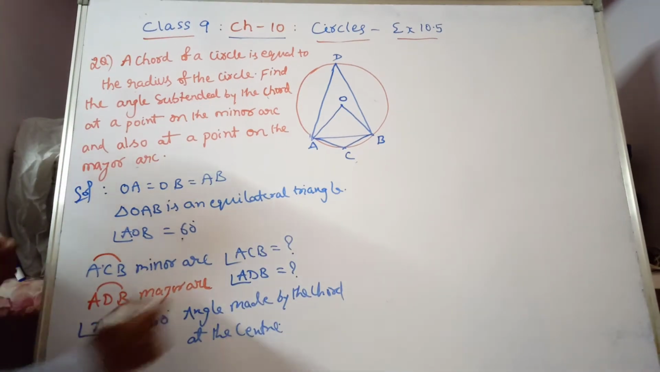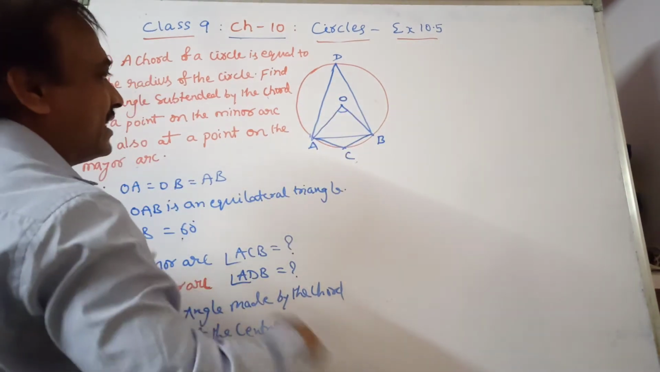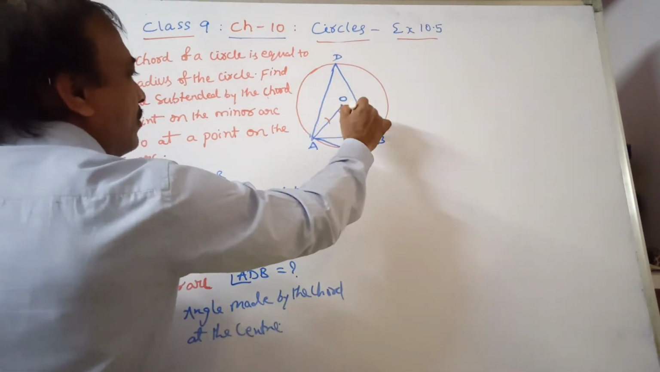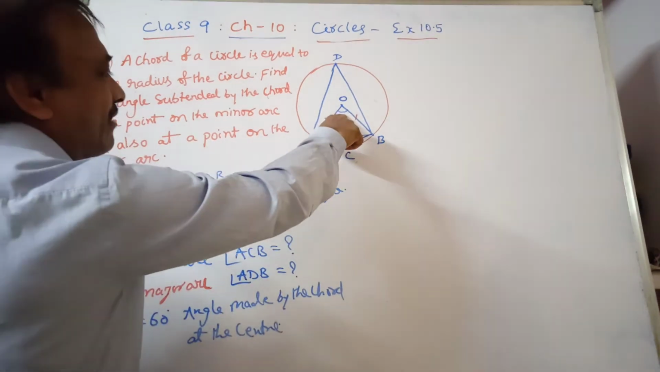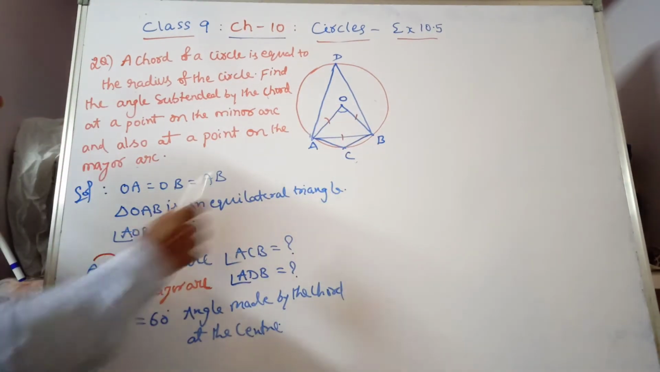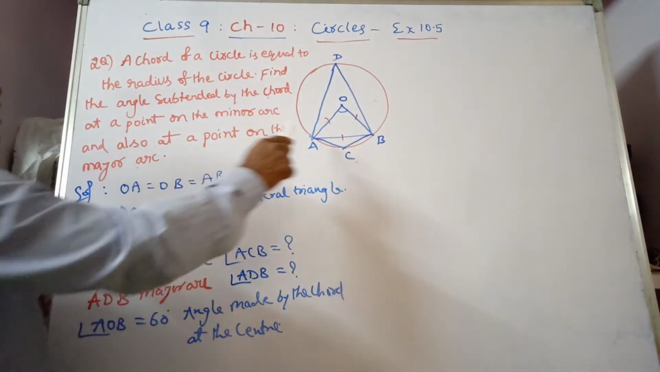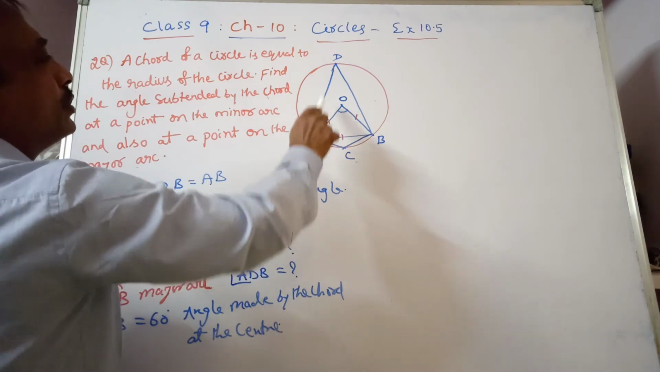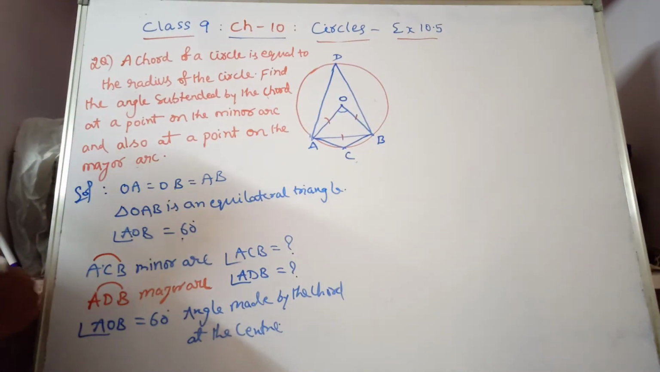Now from this, what can you say? It is 60 degrees, observe it. All three sides are equal. This side is equal to this side is equal to this side. If all three sides are equal, it is an equilateral triangle, and the angle will be 60 degrees. Now the angle at the center is double the angle at the remaining part of the circle.